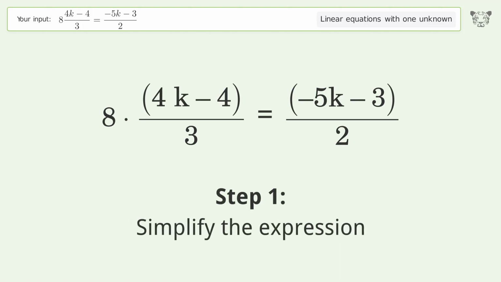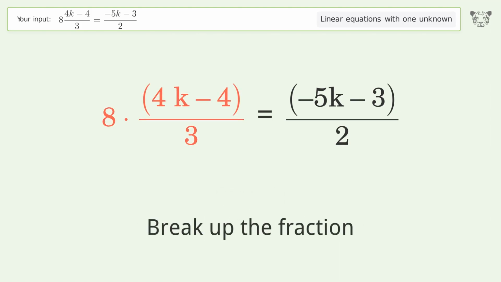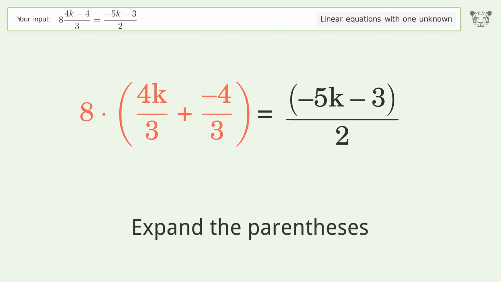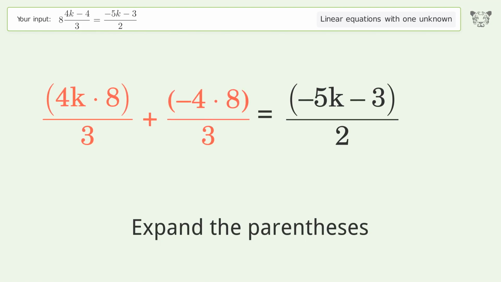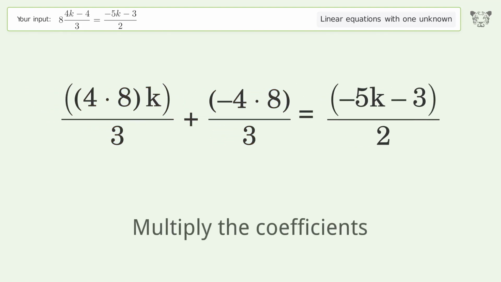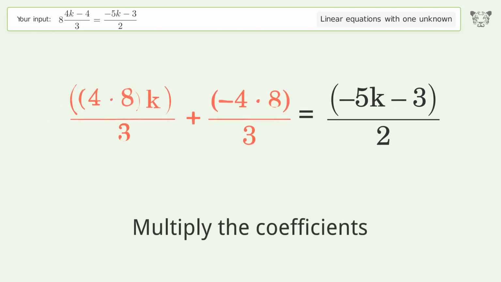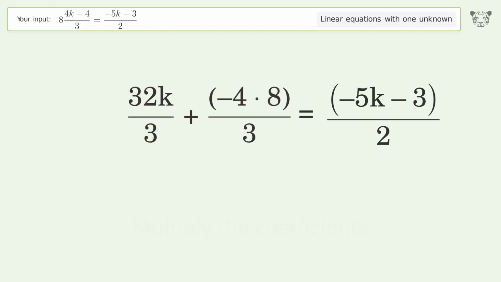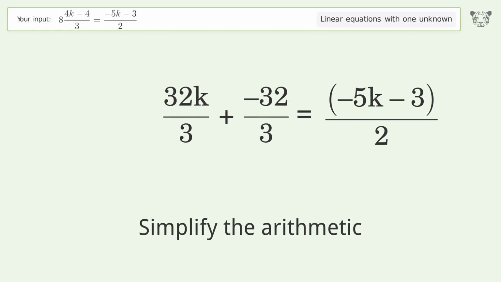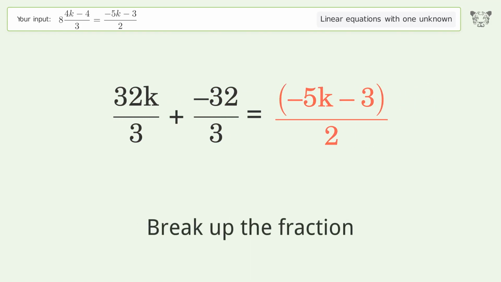Simplify the expression. Break up the fraction. Expand the parentheses. Group like terms. Multiply the coefficients. Simplify the arithmetic. Break up the fraction.